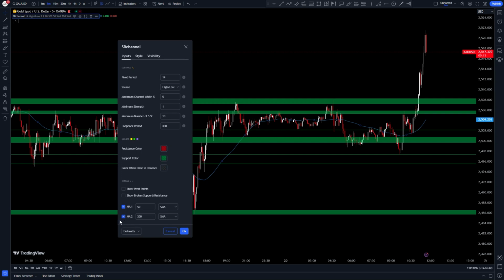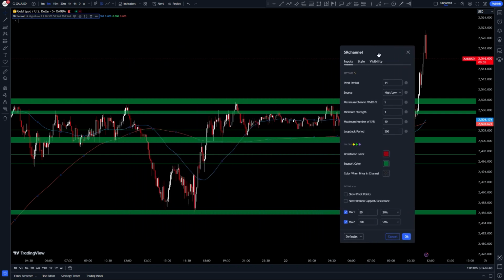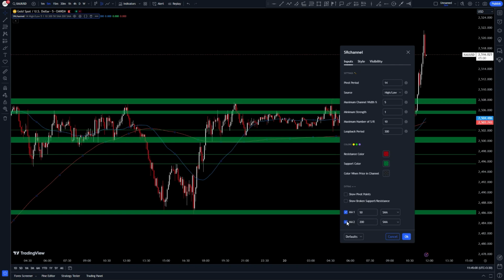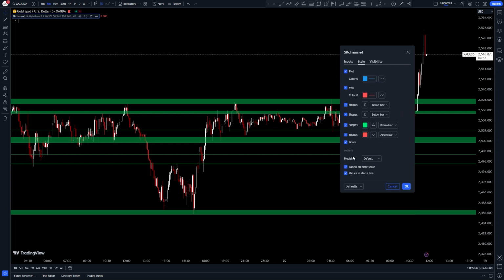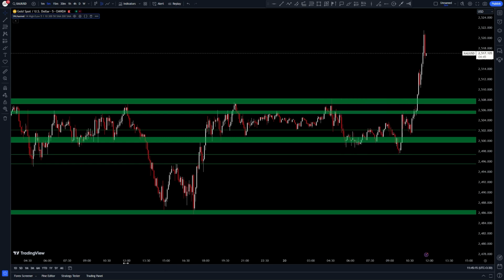Another simple and effective strategy is to use these moving averages. For instance, when the 50-period moving average crosses above the 200-period moving average, it generates a buy signal. You can wait for a breakout of the resistance zone and a pullback before entering a buy position. In the Style tab, you can customize the appearance of the indicator according to your preference. As you can see, this amazing indicator alone can help you receive the best trading signals. In this video, we will only focus on using the support and resistance zones of this indicator.